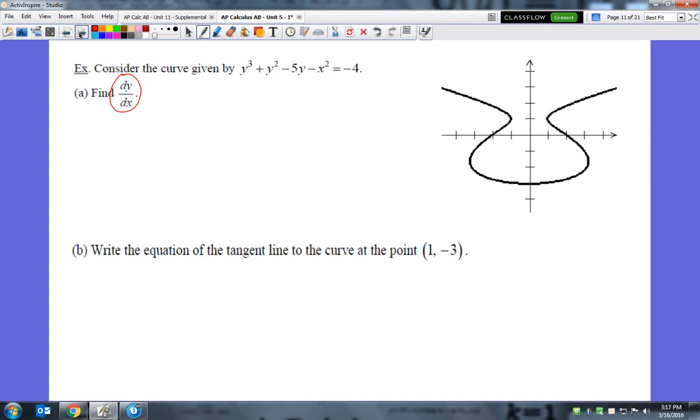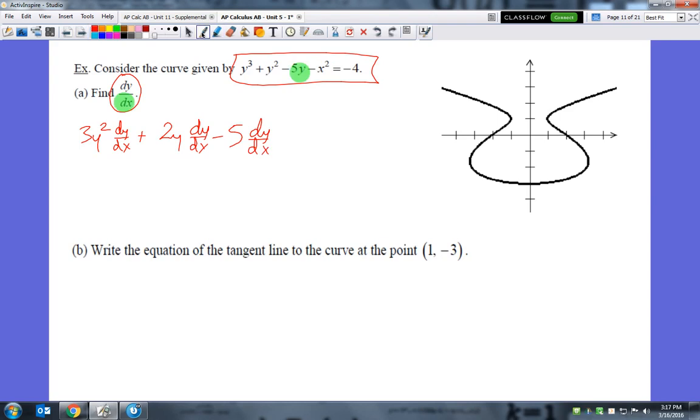Okay? So looking at my equation here, I'm going to go ahead and start doing implicit differentiation and get 3y squared dy/dx plus 2y dy/dx minus 5 dy/dx. And again, that's not just 5 because it's in respect to x. This has to be 5 dy/dx. And then minus 2x is equal to 0.